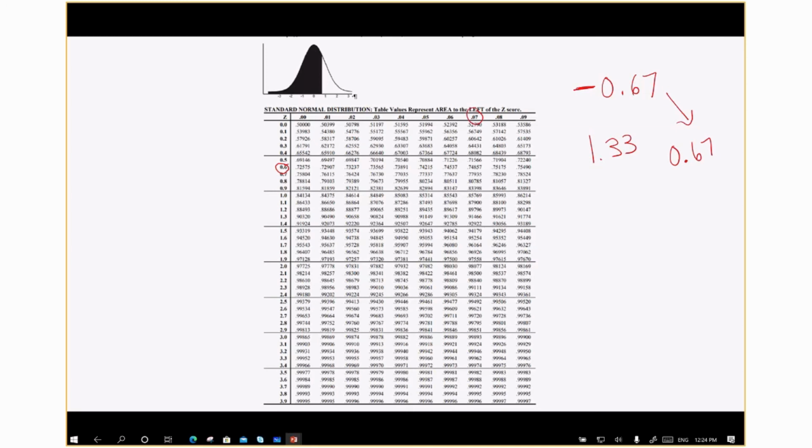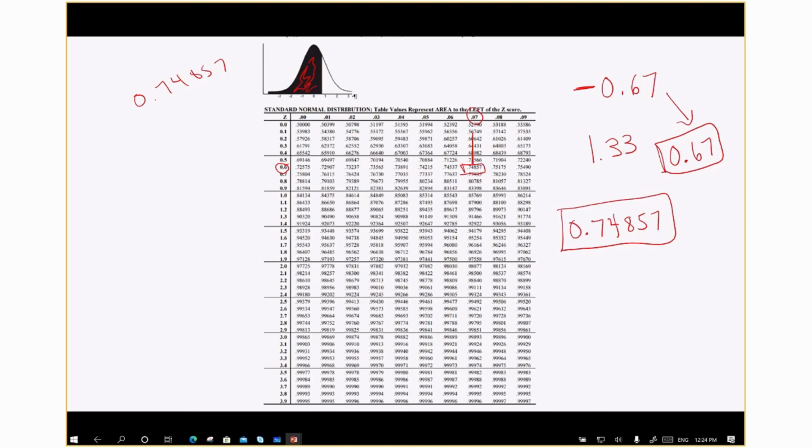So if we take this number here, we get 0.74857. So what does that represent? That represents the proportion here. 0.74857 is the proportion of individuals having a Z value of less than a positive 0.67.